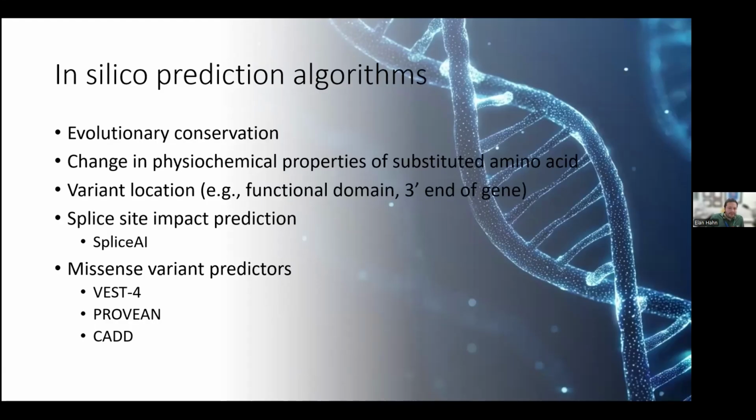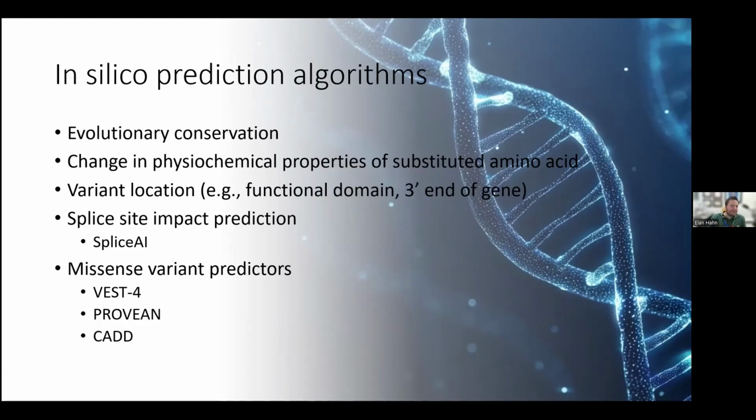So in general, in silico prediction algorithms work looking at a few features. So evolutionary conservation. So at this amino acid residue, how conserved is it across species? With the logic being, if it is very conserved, then a missense mutation in this residue will be more significant. But if there's variability across species, if it's mutated, maybe it won't be as significant.